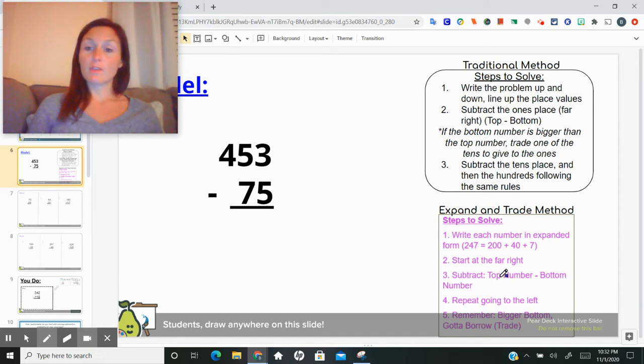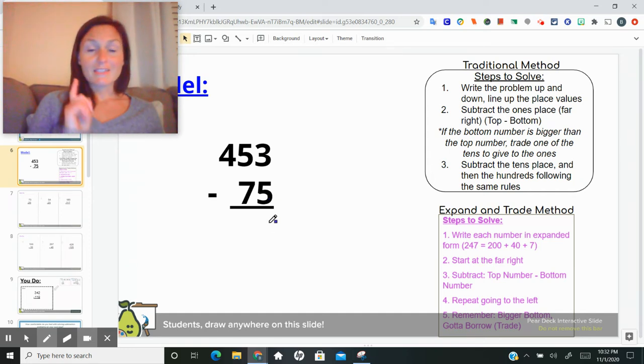But maybe you prefer the expand and trade. No matter which strategy you use, you should get the same answer. Alright, so I'm going to start in the ones place, which is what you should do in either method. Do 3 minus 5. Now, this is what some of you do. Some of you go down here and you say, well, I can't do 3 minus 5, so I'm going to just do 5 minus 3 is 2.